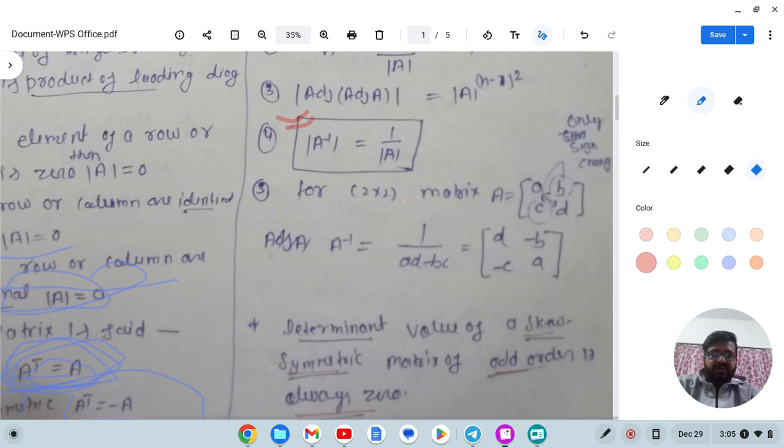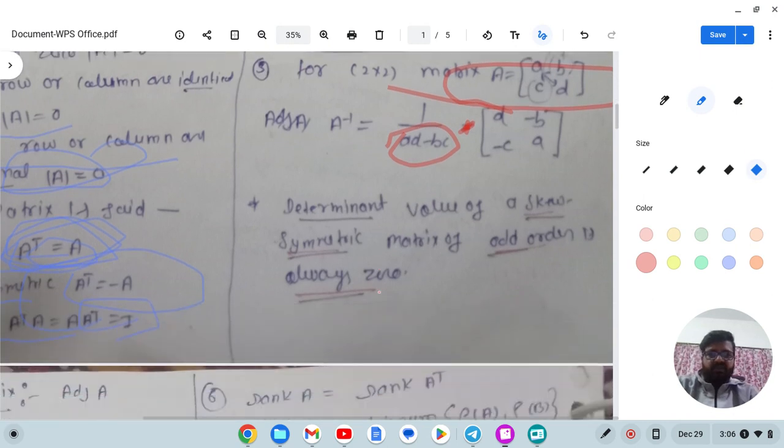For a 2 by 2 matrix, it is a very good concept and a question has come earlier. These two terms, A and D, are interchanged: D will come here, and A will move here. The signs of these two terms will be changed and they will remain at their same place. And AD minus BC will come below.